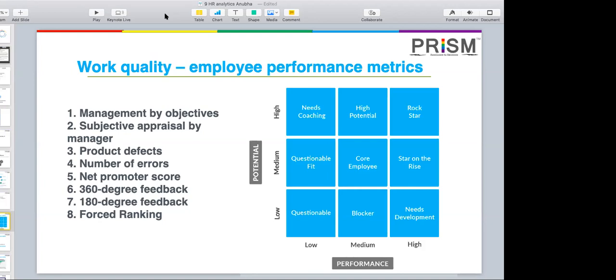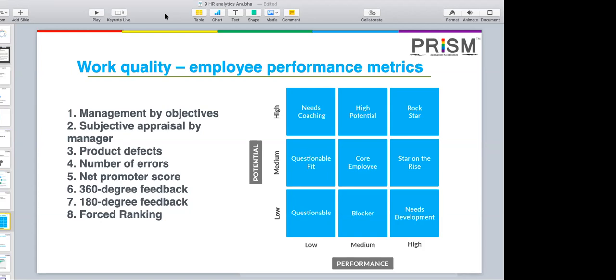So upon the successful completion of these goals, points are actually awarded to the employees. So in turn, you will find that managers are able to make goals more tangible and performance reviews more data driven. Then we have subjective appraisal by manager.